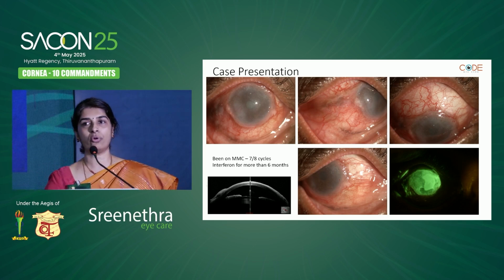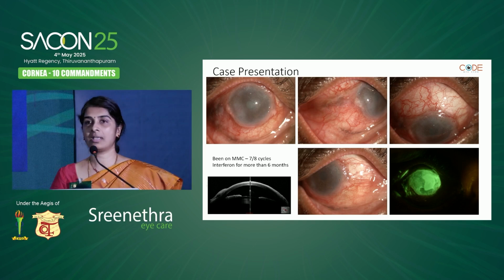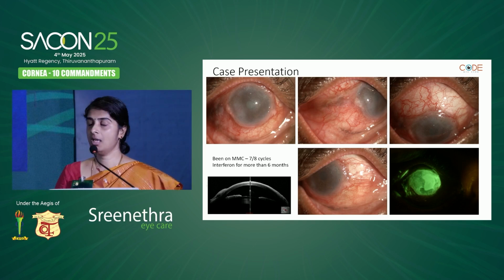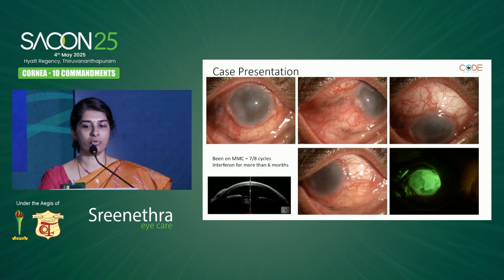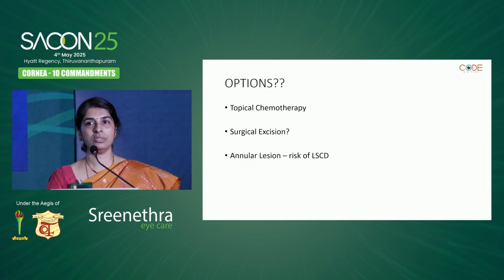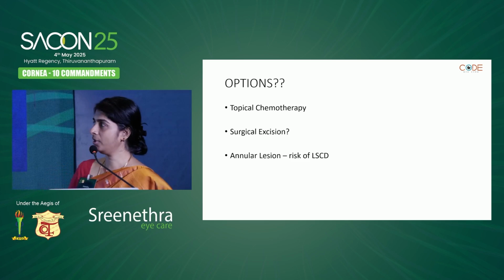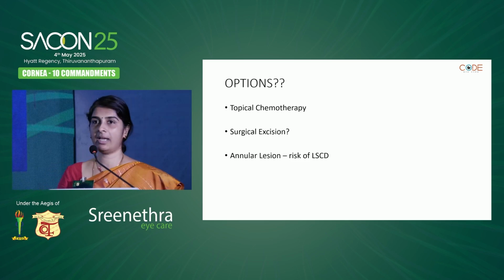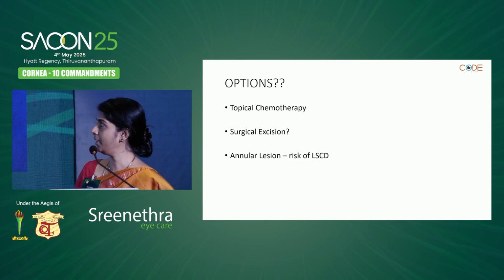This was a patient who had already been diagnosed to have ocular surface squamous neoplasia, had been on 7 to 8 cycles of mitomycin C, was on interferon topically for more than 6 months, and this was how he presented when I saw him. So, what were the options that we had in front of us? He was someone who had already undergone extensive topical chemotherapy, had an epithelial defect, so continuing topical chemotherapy was probably not the best option that we had in hand.